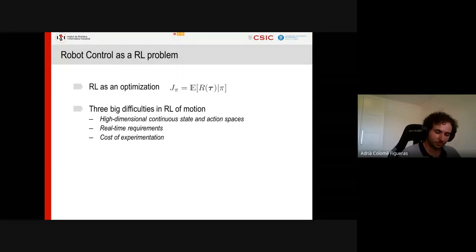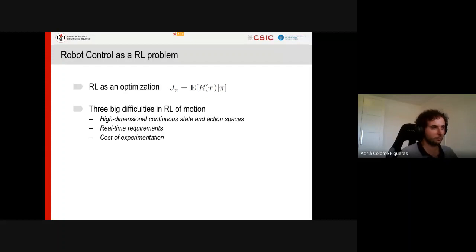And so there are things that we cannot do. And also we have real-time requirements. We cannot do very large computation for the policy at every time step. And experimentation is costly. So moving robots implies time and effort. And so it's not that we can move the robot 10,000 times.